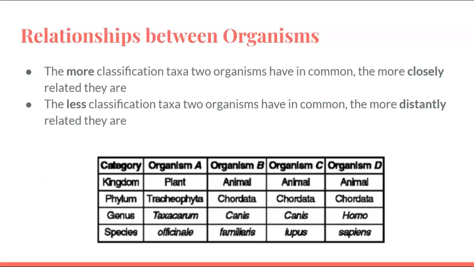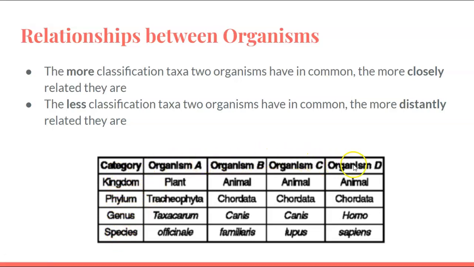your scientific name. And last but not least, relationships between organisms. So when you are talking about relationships between organisms, the more taxa that organisms have in common, the more closely related they are, which probably makes sense. The less classification that organisms have in common, the more distantly related they are, or the less related they are. So if we're looking at these, right, notice that I don't have all the taxa. I just have kingdom, phylum, genus, and species. So we eliminated 4 of the 8 total taxa.